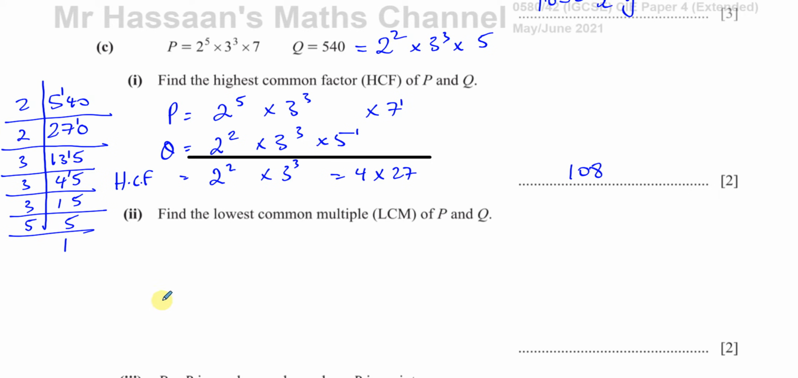Then it asks us for the lowest common multiple. For the lowest common multiple, we use a very similar technique, except this time we take the highest form of everything. So in this case, it's 2 to the power of 5. And in this case, it's 3 to the power of 3.